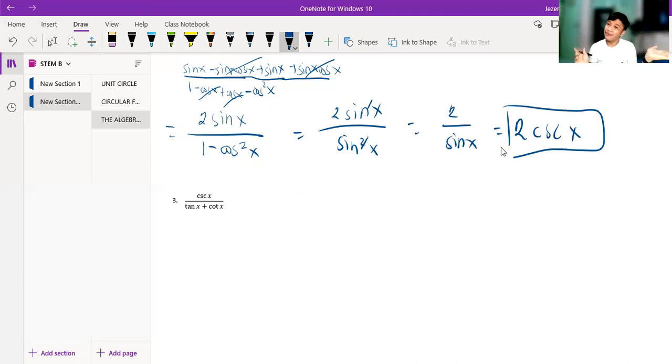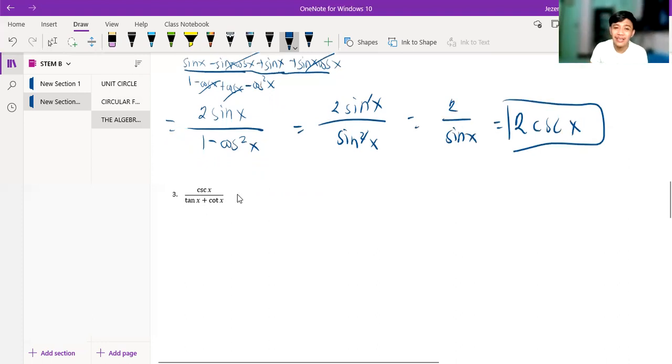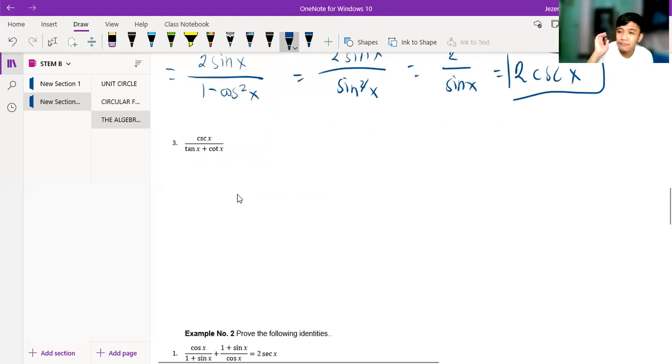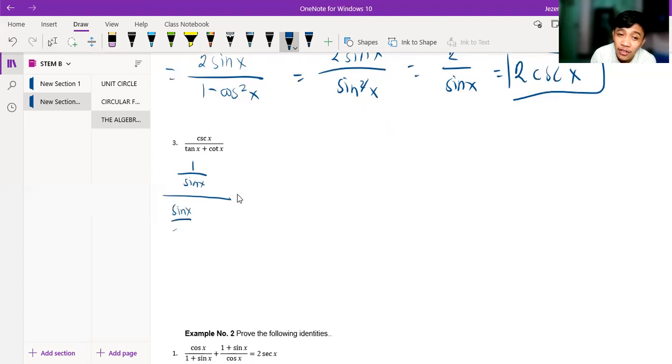Okay? And then number 3. So number 3 natin. So sabi, mas madali kapag nilagay natin sa sine at cosine lahat. So therefore, we have cosine x, therefore, siya ay 1 over sine x over sa tangent, sine x over cosine x, plus si cotangent, cosine x over sine x.